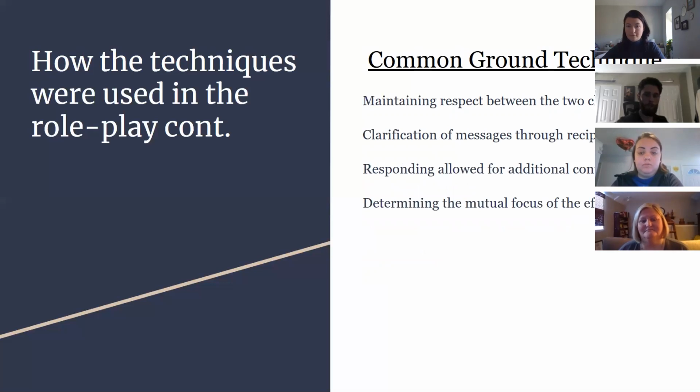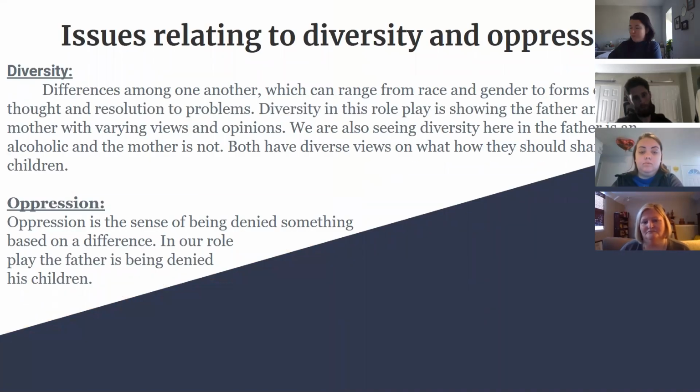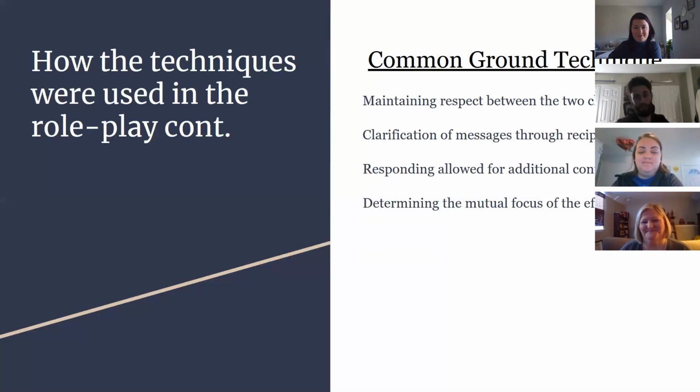The next technique was common ground. This was important for maintaining the respect between the two clients through slowing down the process, taking turns, reciprocating, and going back and forth in a respectful manner. It was important, again, for clarifying those messages through that reciprocating, bouncing the conversation back and forth, to be able to interpret what was actually being said. That responding allowed for additional content as well, and determining the mutual focus for the efforts of the clients, which ended up being the kids.